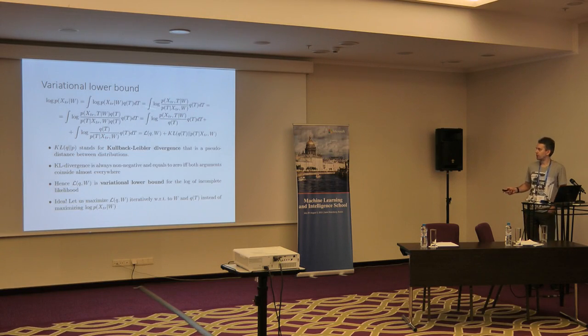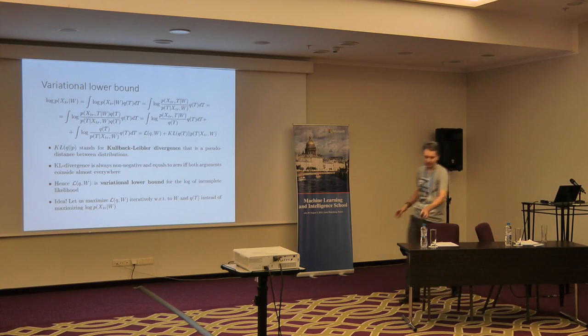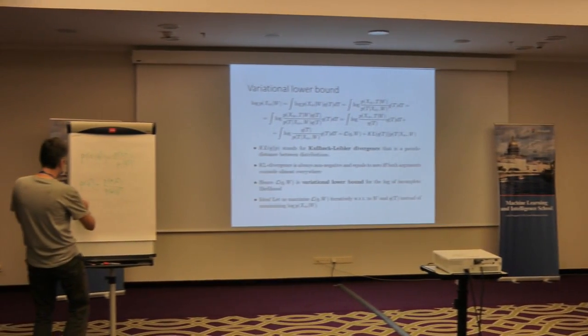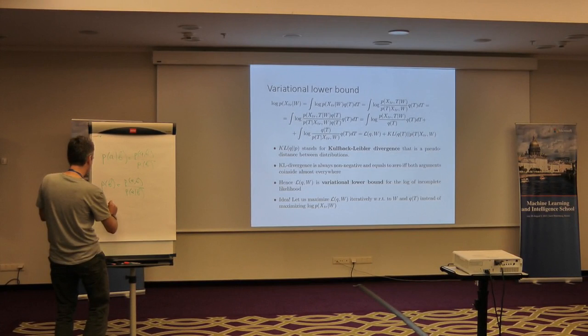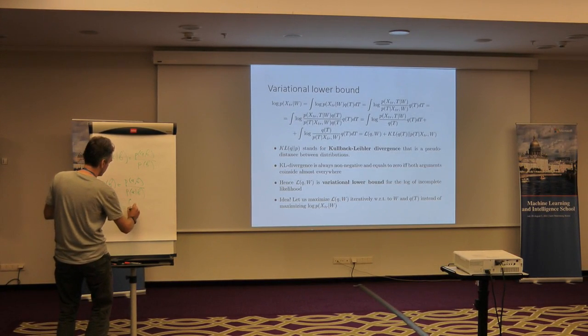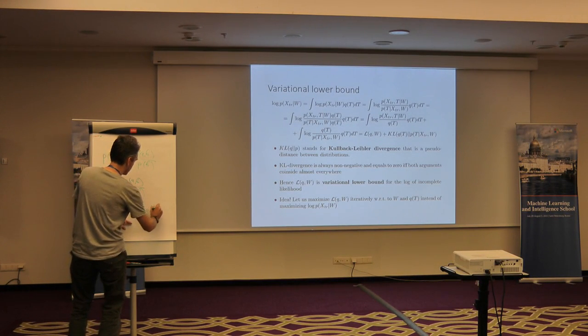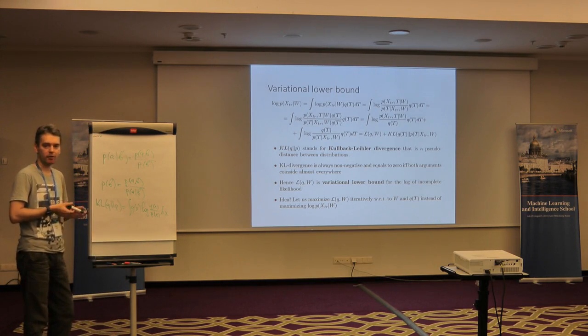Let us have a closer look at these terms. First the second term. What is this? This is exactly, by definition, the well-known Kullback-Leibler divergence, which measures the distance between two distributions. Let me remind you: the KL divergence between two distributions Q and P is defined as the expectation with respect to Q of the logarithm of the ratio Q of x divided by P of x. So this is the Kullback-Leibler divergence.